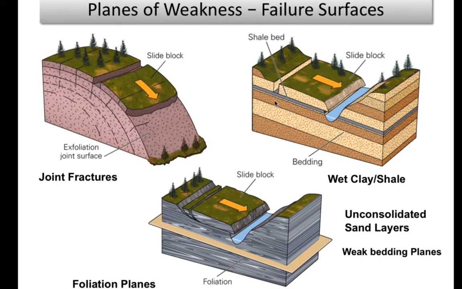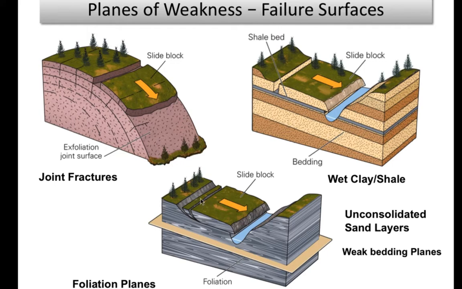Other failure surfaces include a shale, which is a weaker rock, and otherwise stronger rock like sandstone. And if you weaken that rock by oversaturation, it can lead to a slide block. And note that in this slide block, the strata are parallel to the slope surface. And when that happens, you can get this failure to develop here.